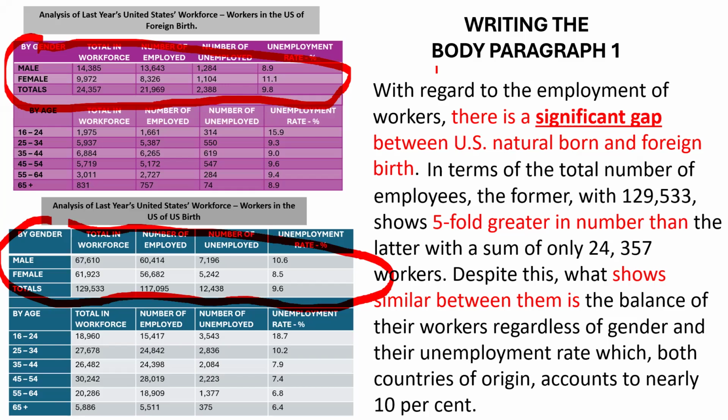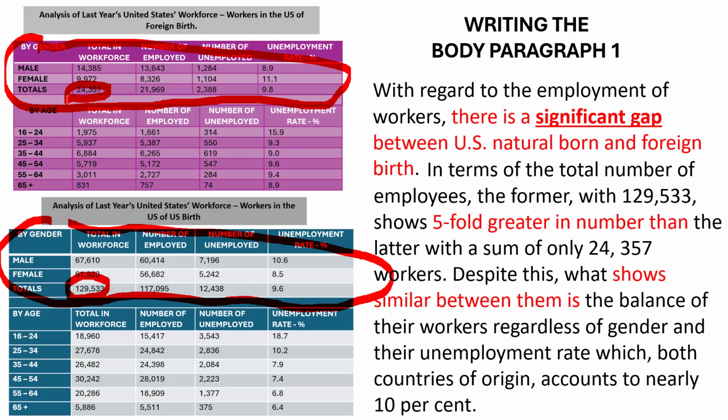So for example, with regard to the employment of workers, there is a significant gap between U.S. natural born and foreign birth. In terms of the total number of employees, the former has 129,533. This is the total workforce of those workers who were born in the US. Their number shows fivefold greater than the latter, which is only 24,357.